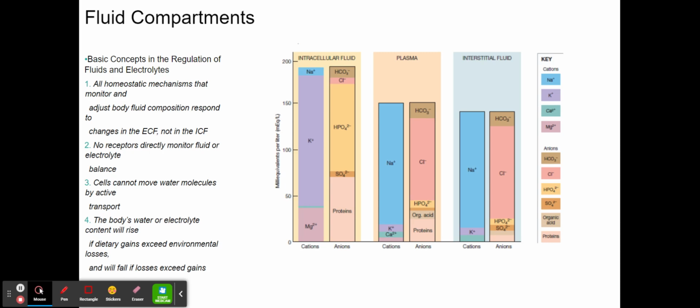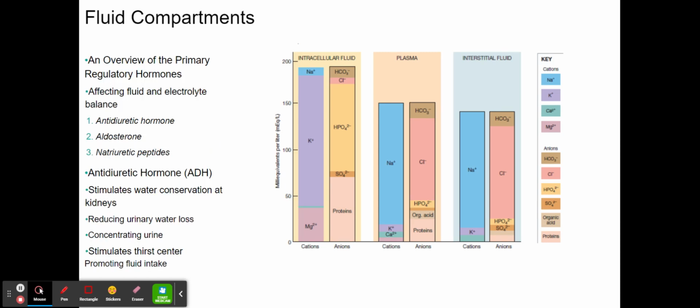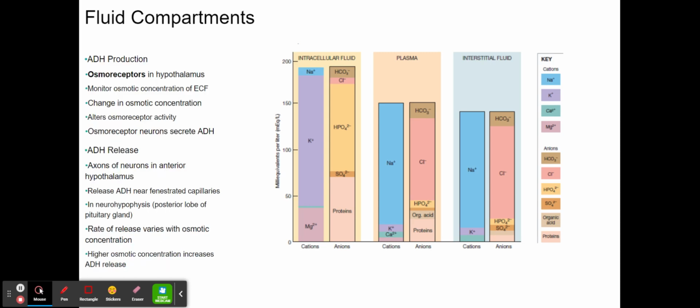The hypothalamus contains special cells known as osmoreceptors, which monitor the osmotic concentrations of the ECF. These cells are sensitive to subtle changes. A 2% change in osmotic concentration, or approximately 6 milliosmoles, is enough to alter osmoreceptor activity. The population of osmoreceptors includes neurons that secrete ADH. These neurons are located in the anterior hypothalamus. Their axons release ADH near fenestrated capillaries in the posterior lobe of the pituitary gland. The rate of ADH release varies directly with osmotic concentration. So the higher the osmotic concentration, the more ADH is released.